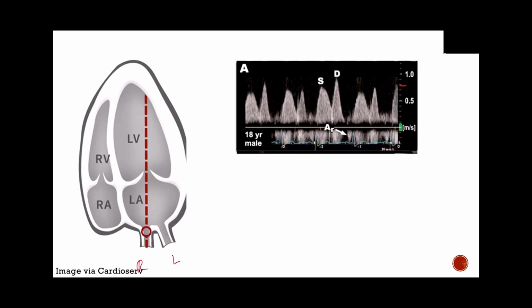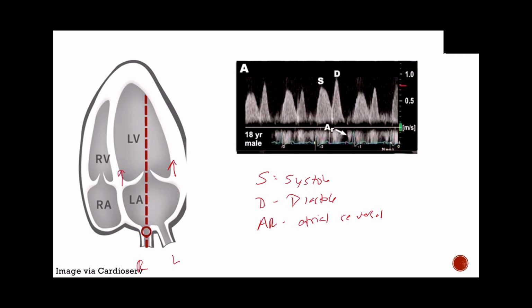About 5 millimeters away from where the vein enters the atrium, you're going to want to set your pulse wave or continuous wave Doppler to catch the flow. And over here, this is what the flow actually looks like. All right. So S is systole, D is diastole, and AR is your atrial reversal. Good. So basically, in systole, your mitral valve annulus is going to move upwards here.